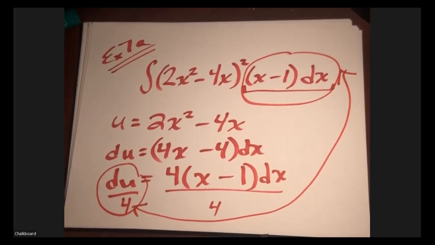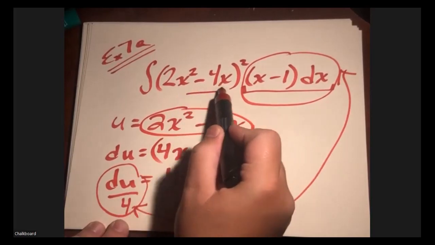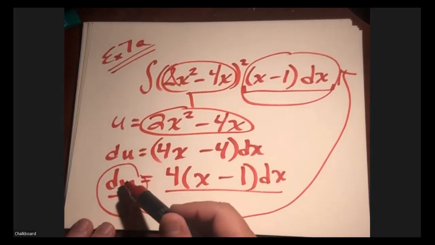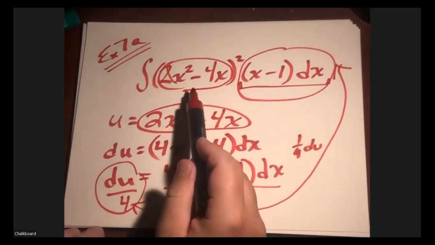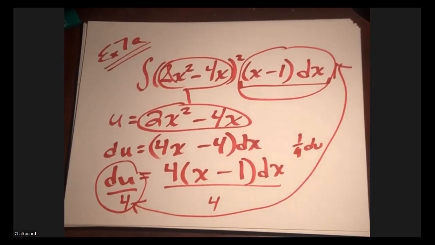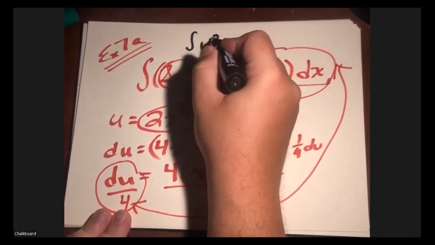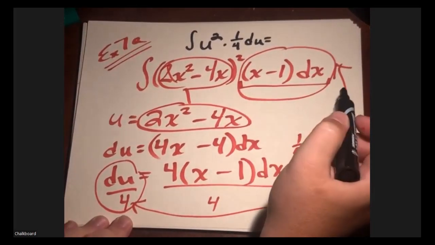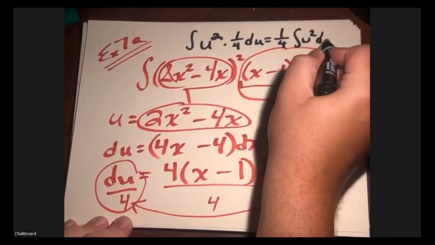Okay? And the reason why I want to do that is because I also want to show that u is the same as this quantity right here. So now what's happening is I have simply du over 4, or 1/4 du in that position, and this is the u. I'm going to write it in black across the top. So it should be the integral of u squared times 1/4 du. To make that just a little nicer, it's 1/4 the integral of u squared du.